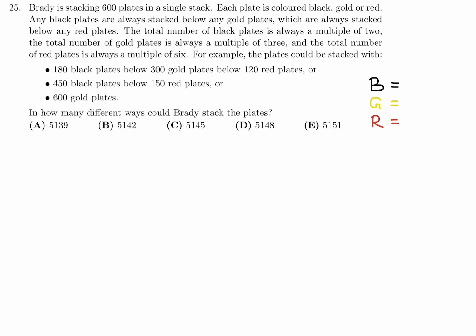The black plates are always a multiple of 2, so let's say 2n. The gold plates are a multiple of 3, so we will call them 3k. And then the red plates are a multiple of 6, so we'll call them 6m. Now notice I chose different letters because they are not necessarily the same letters. So now what we have to do is try to figure out all the different combinations.